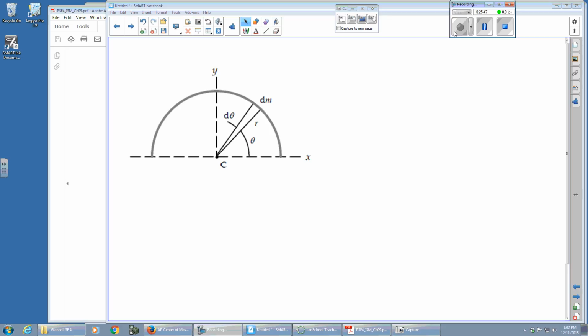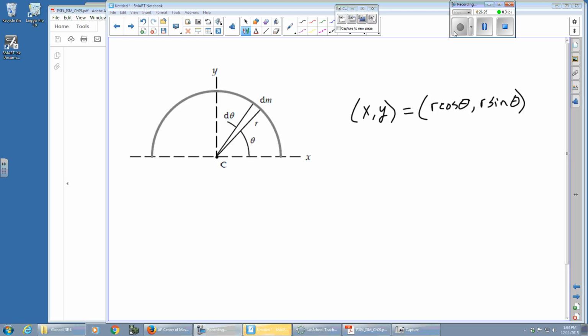I'm going to have to do this quick and then save the video because I have to do video with my next class. But here's the diagram of it. We're looking at these little arc lengths here, which would have a mass dm. The location of them in x and y: x would be r cosine theta, and y would be r sine theta.